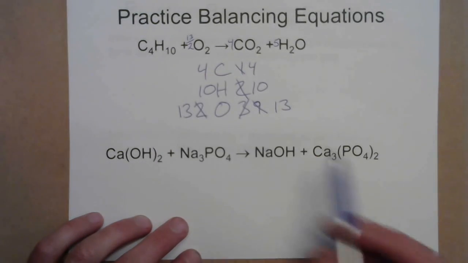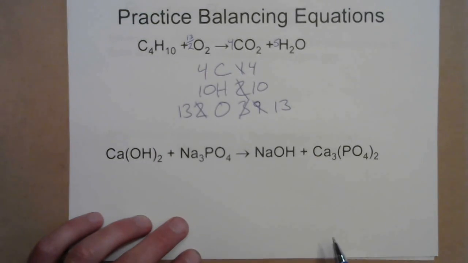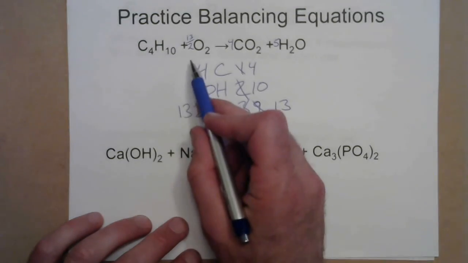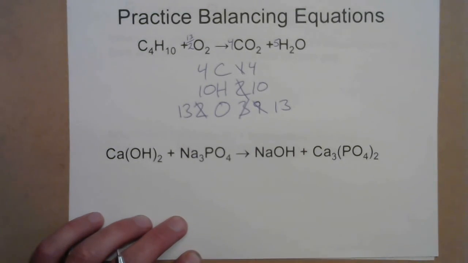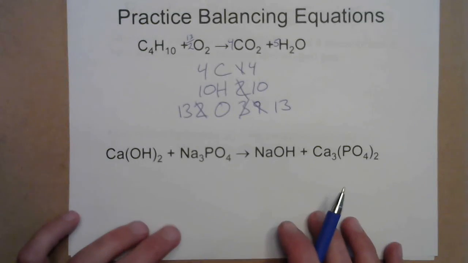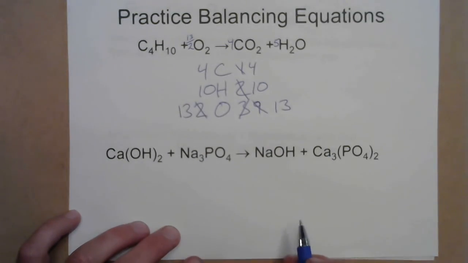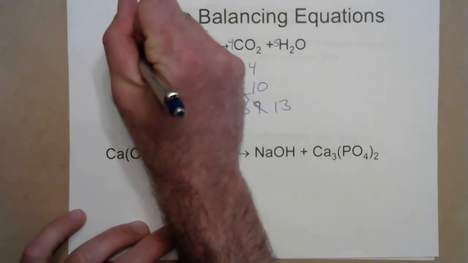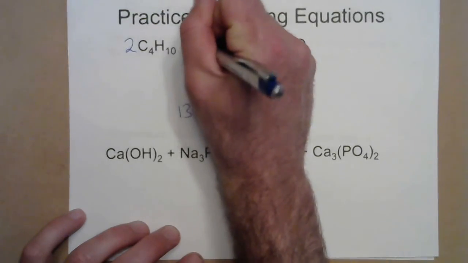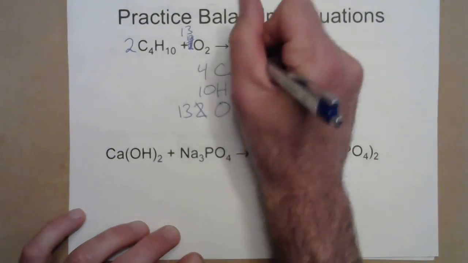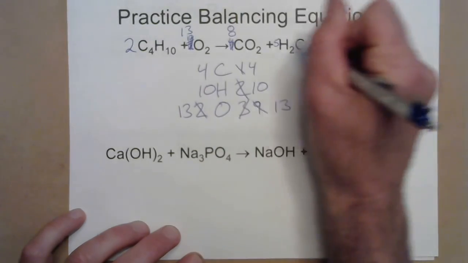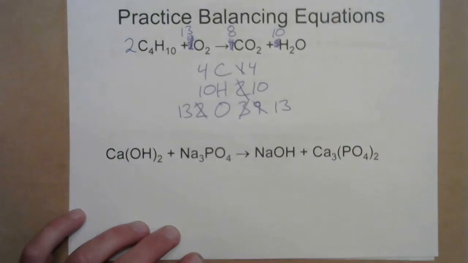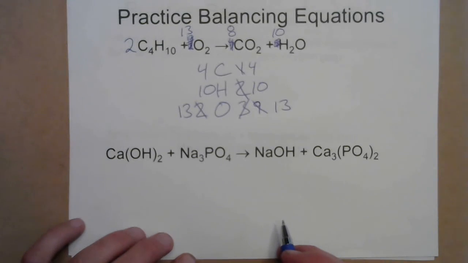And so technically that gives me the same number on each side of the equation, but I don't want to use fractions. I want to use all whole numbers when I balance the equation. So I'm going to temporarily do that, and then I'm going to go through and get these to stay in the same ratio, but to be all whole numbers. So I'll multiply them all by 2. So 2, 13, 8, and 10. And then the equation will be balanced.